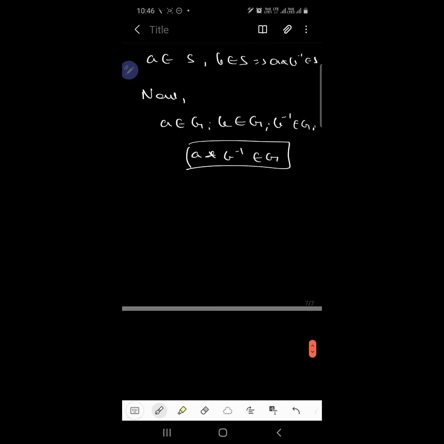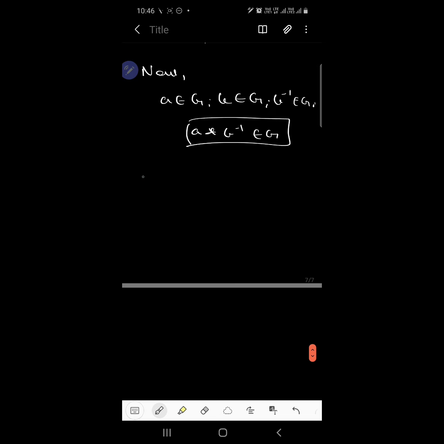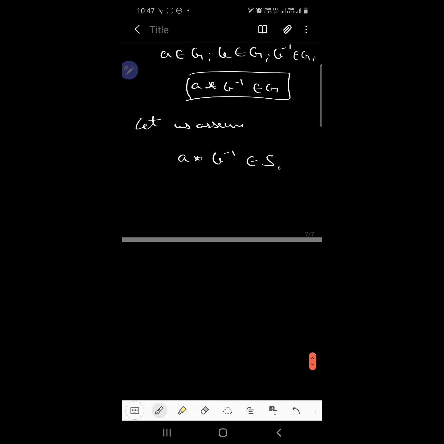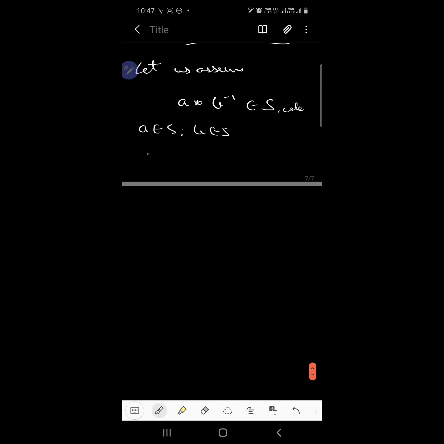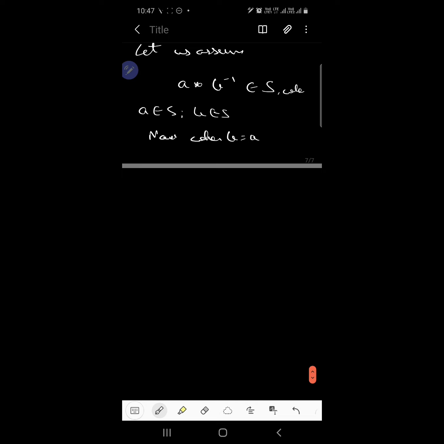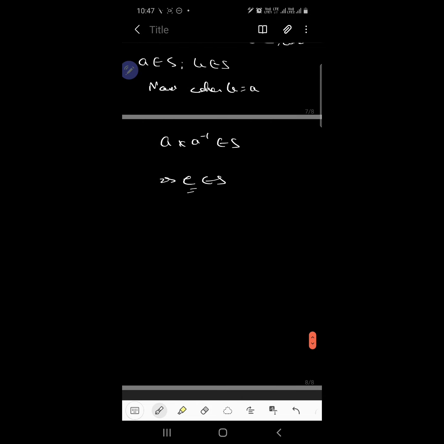Let us assume A star B inverse belongs to S when A belongs to S and B belongs to S. Now we can put any arbitrary element in B, right? So when B equals A, we have A star A inverse belongs to S. That means E belongs to S. What is E? It is the identity of G.